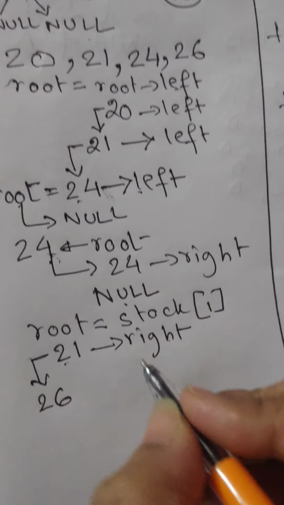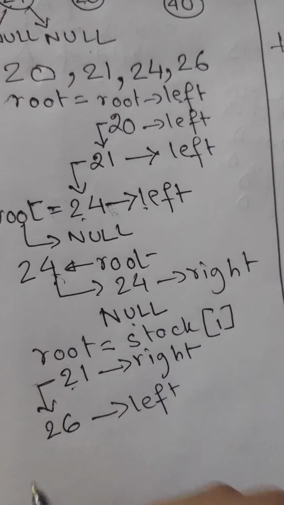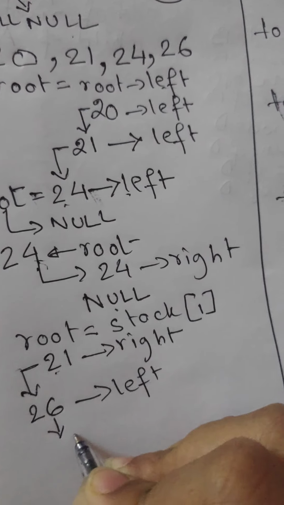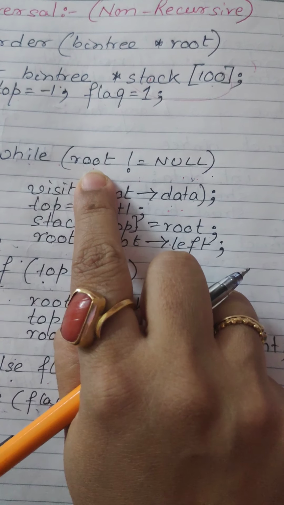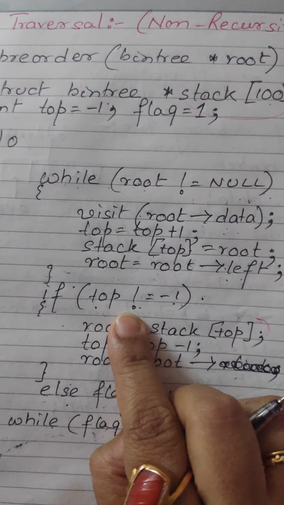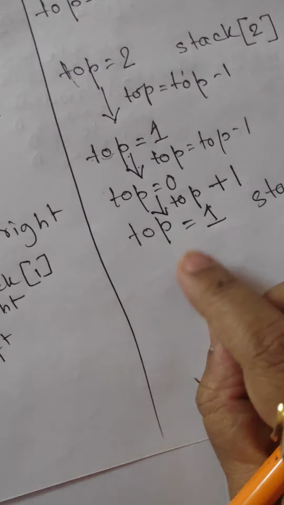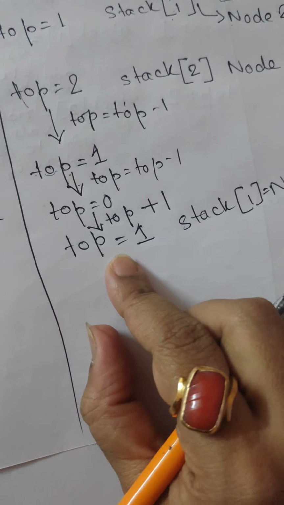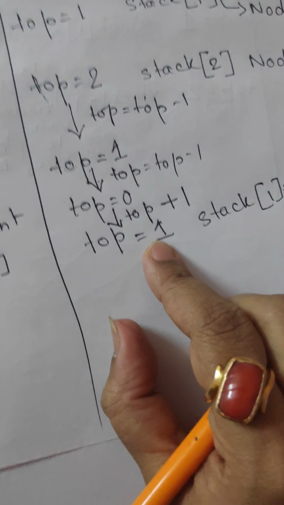Root is equals to root left. So what you want to do? You want to go to 26 left. Now what is 26 left? 26 left is nothing but null. Correct? So when you go back to the while condition, root not equals to null is false because currently your root is null. You come out of that while condition. If top not equals to -1. Now what is the current value of top? 1.